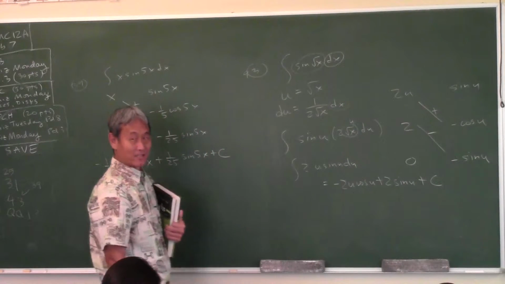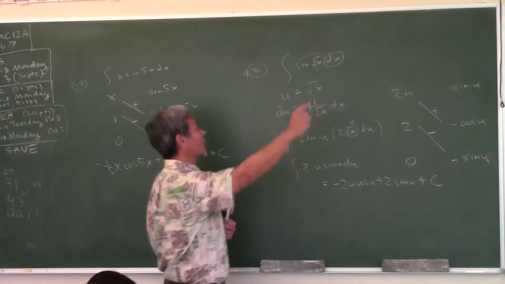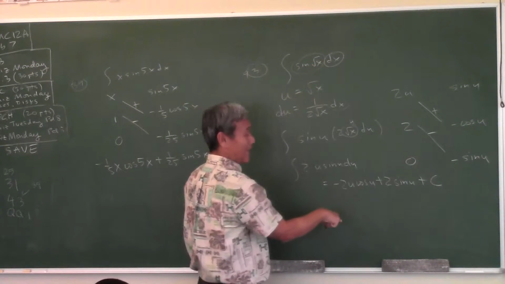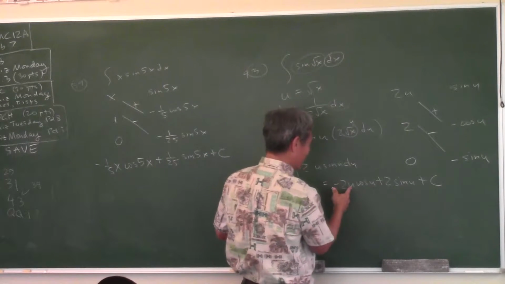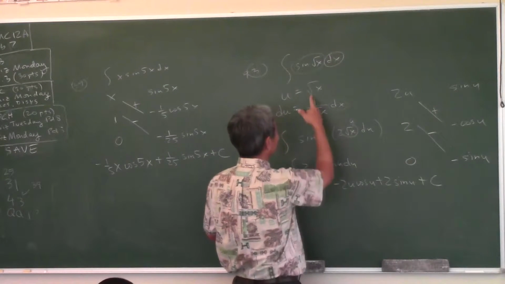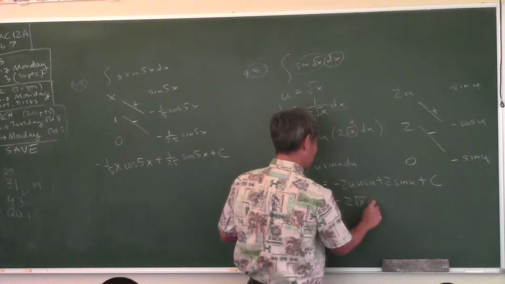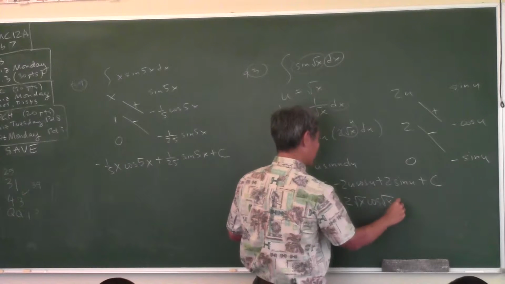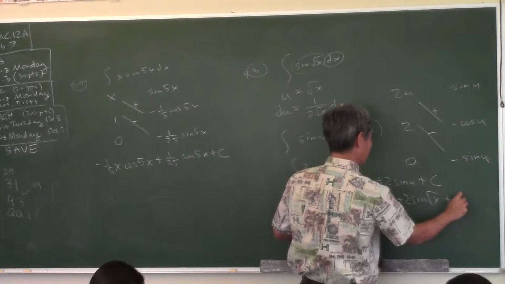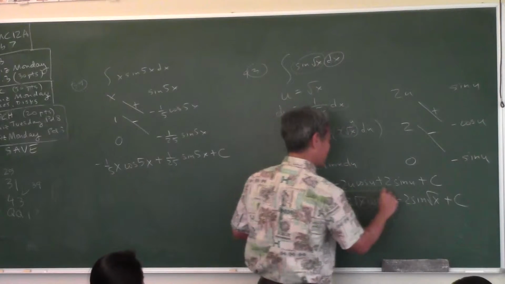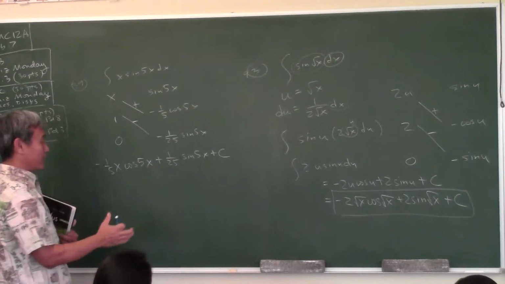Box that, that's my answer. No, that would be a minus 1. Because if your original problem is in x, the answer should be in terms of x. So now you got to resubstitute back in. What do I substitute for the u? Root x. So your final answer should be negative 2 root x cosine root x plus 2 sine root x plus c. Box that. That's the answer. So that's a tricky one.